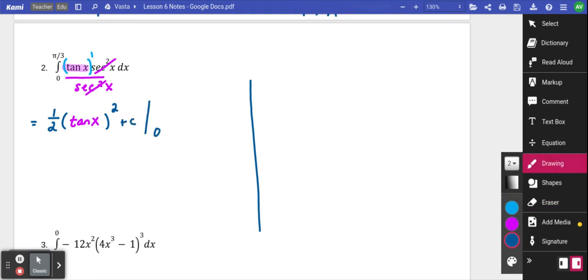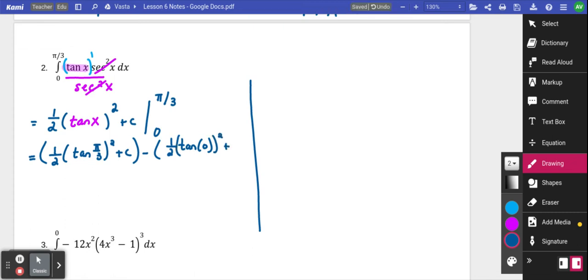And I'm going to evaluate that between 0 and pi over 3. Now, if I go ahead and plug in those numbers, I'm going to have 1/2 times the tangent of pi over 3 squared plus c, minus 1/2 times the tangent of 0 squared plus c. I know my plus c's are going to cancel. Again, we've done this enough times that we know that.